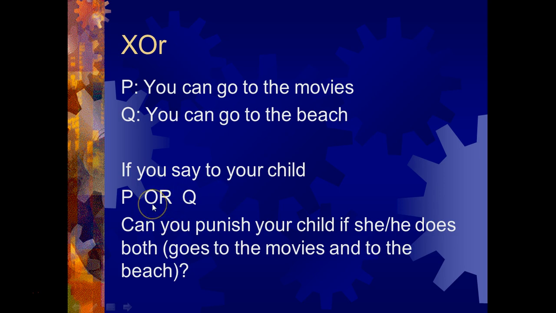So there's two meanings to the word or. One is it says you can do this one, but not both. And the other meaning is you can do this one or both. So if you meant or both, then of course you couldn't punish your child for going to both. But if you meant you could do either this one or this one, but not both, and then they did both, you could get angry at the child. Okay? So in English, the word or is not clear.